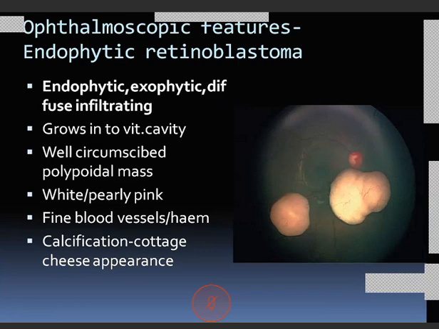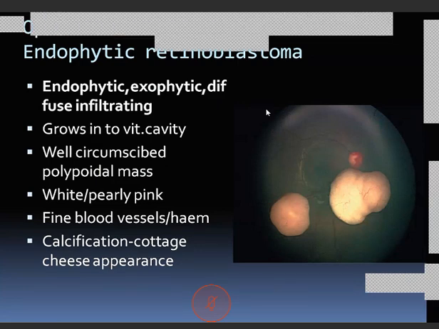Then coming to the ophthalmoscopic exam, that is on fundus examination, the tumor may be of 3 varieties: endophytic, exophytic, or diffuse infiltrating. Endophytic means the tumor extends into the vitreous cavity; endo means inside. Exophytic means outside the retina: it extends underneath the retina, giving rise to elevation and separation of the retina, that is, retinal detachment.